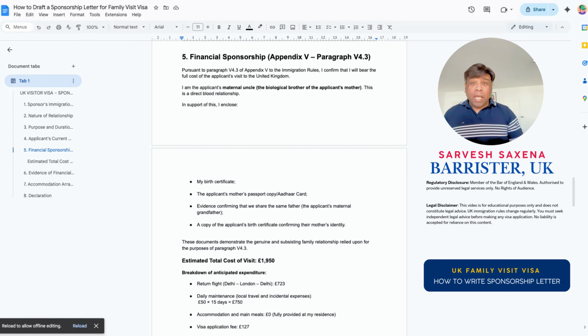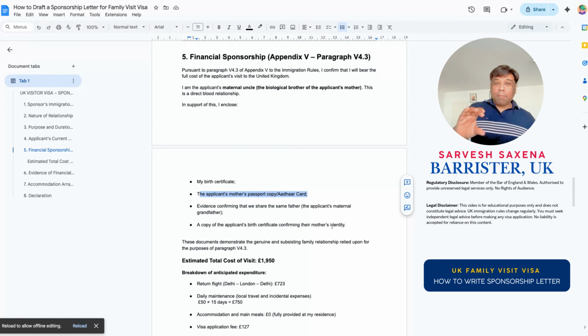Once you do that, then I'm the applicant's maternal uncle, the biological brother of my applicant's mother. This is a direct blood relationship. This clarifies that there is a genuine personal relationship between the applicant and the sponsor, because the mother of the applicant is the brother or sister of the sponsor. In support of this, I enclose my birth certificate, the applicant's mother's passport copy or Aadhaar card, which means any one of those which provides the name of the father, evidence confirming that we share the same father, and a copy of the applicant's birth certificate confirming their mother's identity.